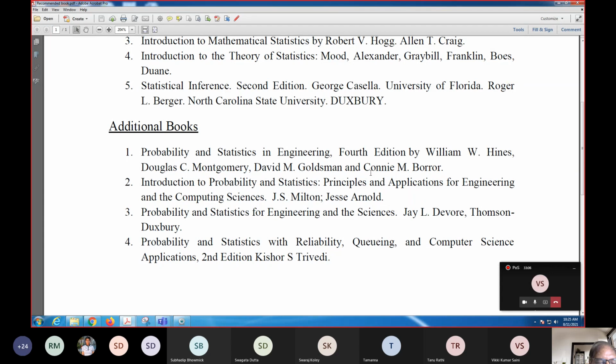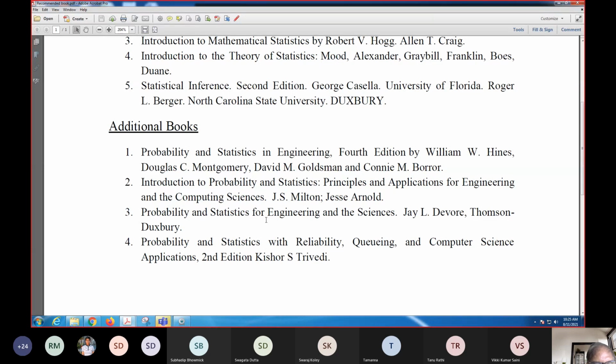So this is a Montgomery book where you may not find proofs, but the material is written in a very good form. Then Introduction to Probability and Statistics by Milton and Arnold. This is also a very good book. Then Probability and Statistics for Engineering and Science, J.L. Devore.